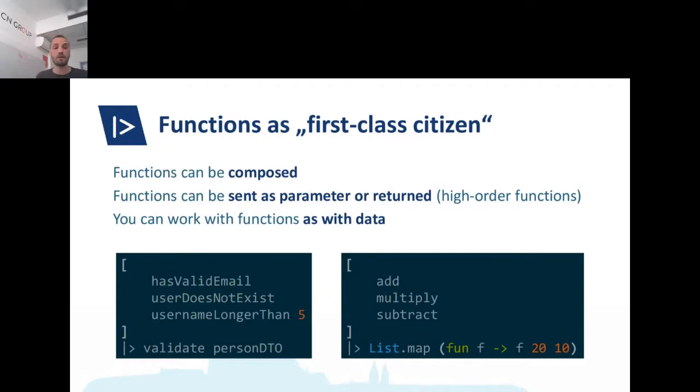So here there are two samples where you can see that, for example, three functions that are validating the person DTO can be put in a list, and you can just send them as a list of functions to the function validate. Or in the second sample, where we have add, multiply, subtract, you can call each of those functions in the list, pass them parameters, and get back a list of the results. So you see that functions themselves are parameters, data in the list.